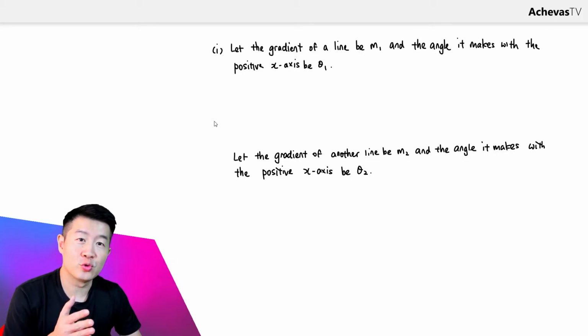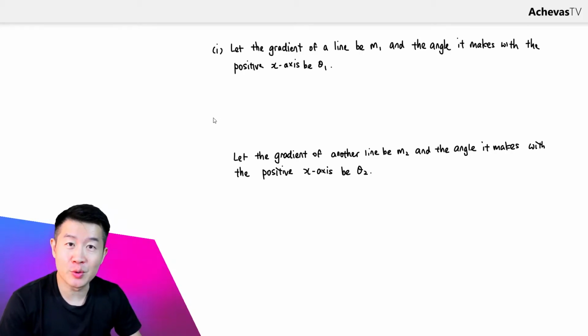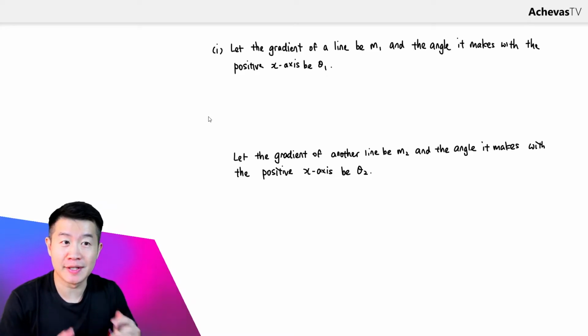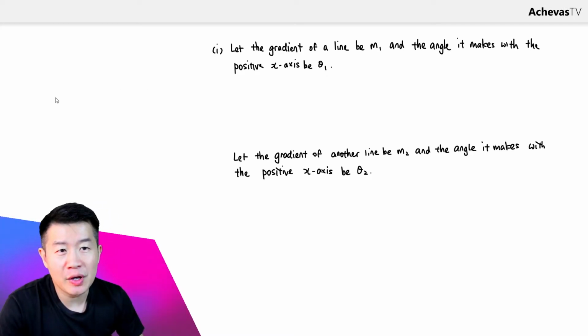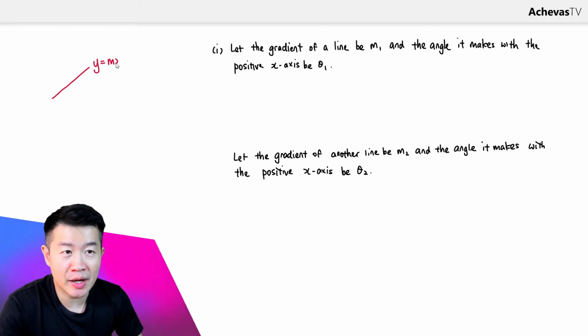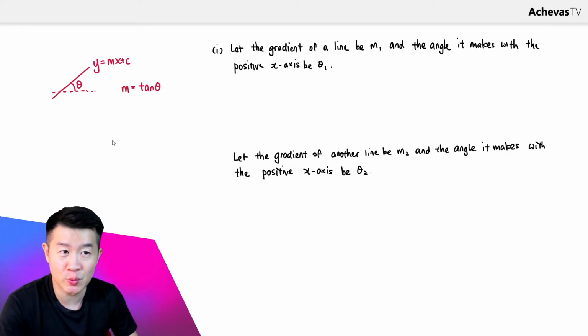In order for us to do part 1, we need to make use of a concept that we have learned in our secondary school. In our secondary school, we have learned that for any line, for example, y is equal to mx plus c, there is a relationship between m, which is the gradient of the line, and the angle that the line makes with the positive x-axis, which means that we are talking about this angle here. I'm going to call it theta. And m is equal to tangent theta. This was what we have learned in our secondary school.